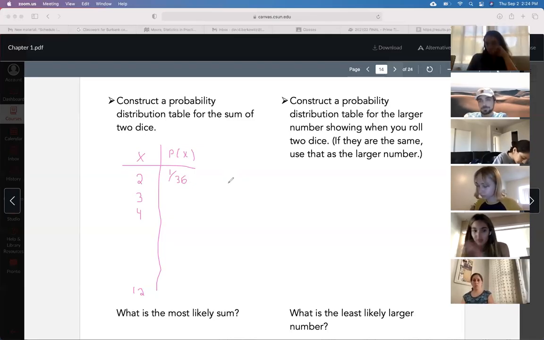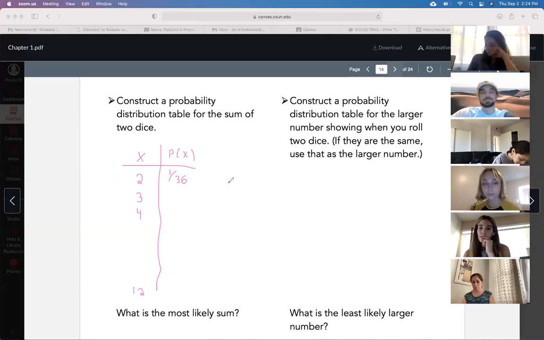Snake eyes. How often do you roll it? Not often. It's kind of rare. How rare? Well, 1 in 36. That's exactly the point. Now, what about rolling a 3? What is the probability of rolling a 3?